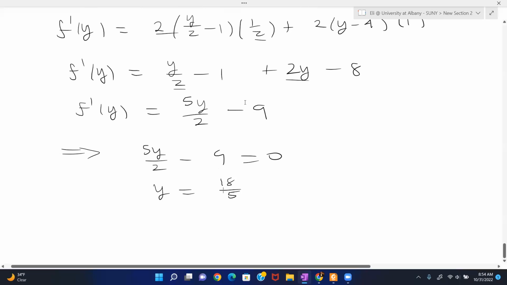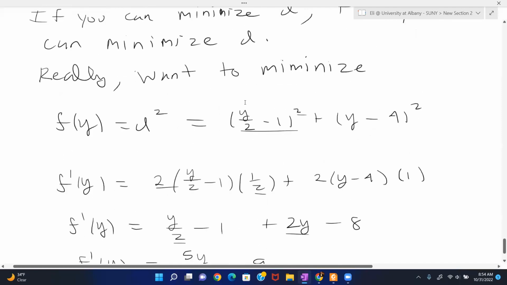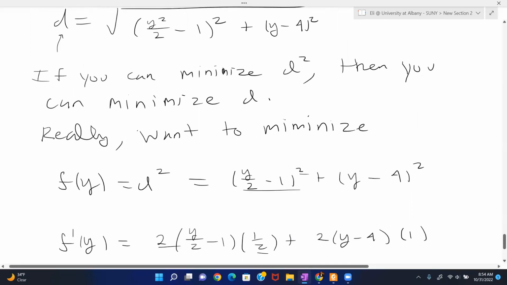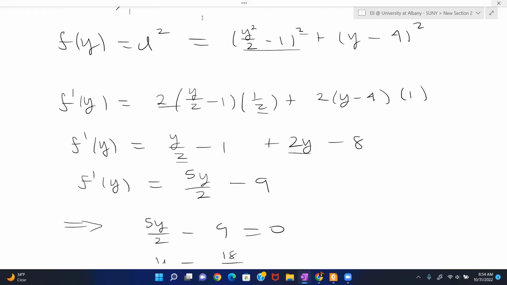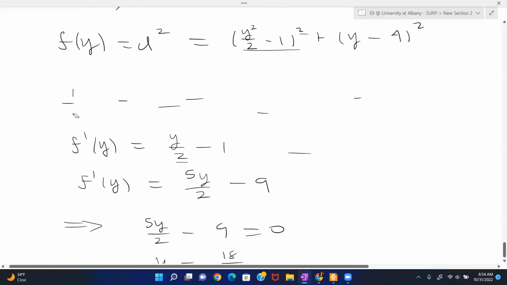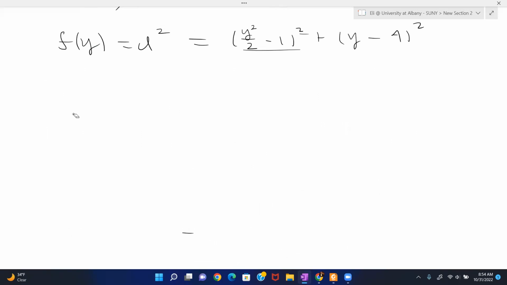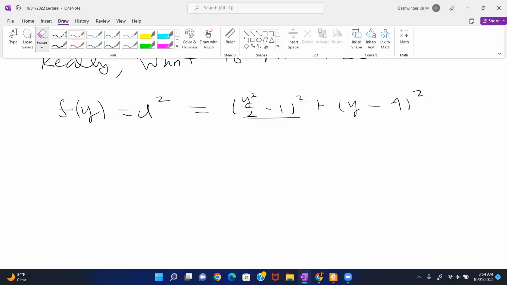Oh, wait. I see what I did wrong. All right, I wrote down the wrong function. So d squared is not quite this. It's not y over 2, it's y squared over 2. Okay, that makes sense. All right, so let me erase all this. Oh, that's annoying. All right, so let's do that again.